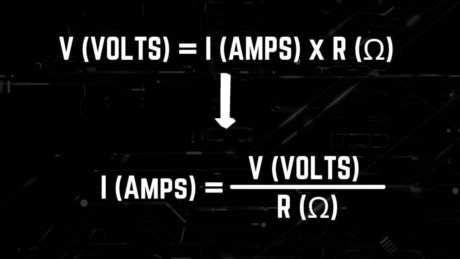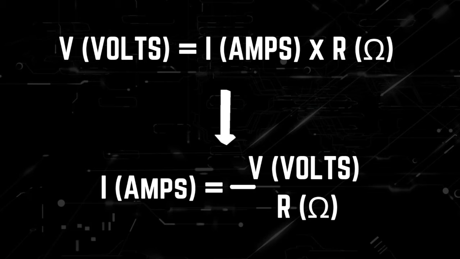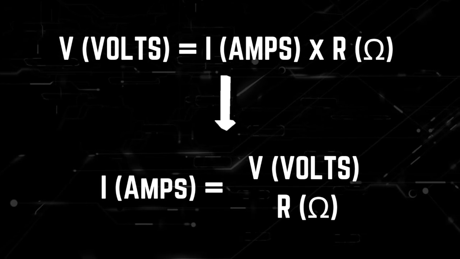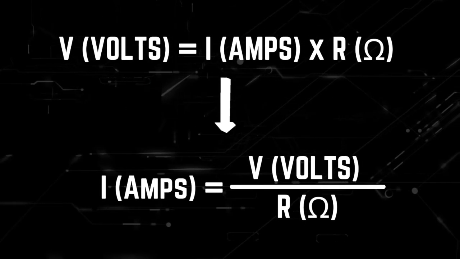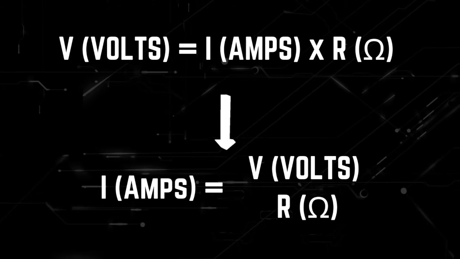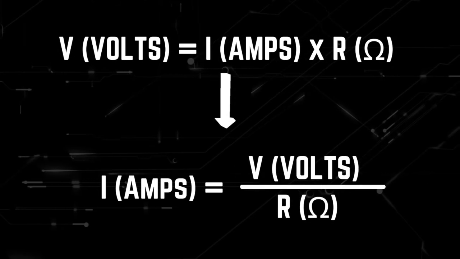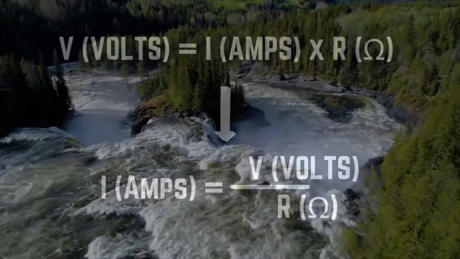When rearranged, we get current equal to voltage divided by resistance, where voltage is measured in volts and resistance in ohms. What this equation tells us is that the current flow in a circuit is dependent on the voltage and resistance through that circuit, and if we have no voltage, current cannot flow, hence leaving us with an open circuit.